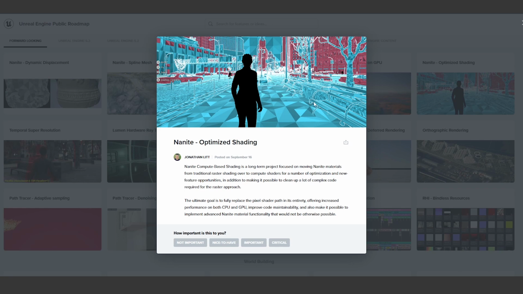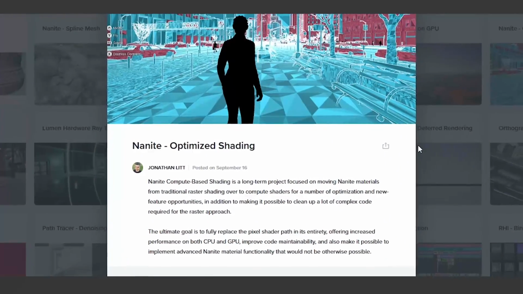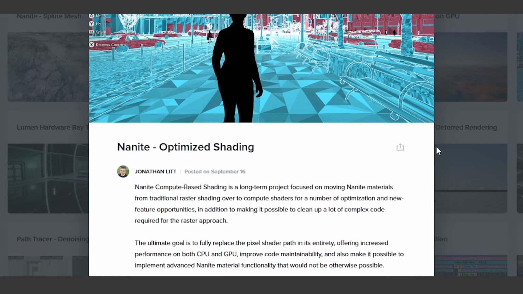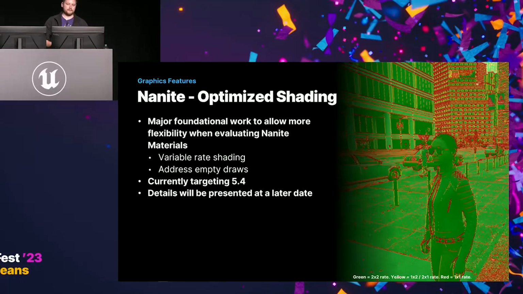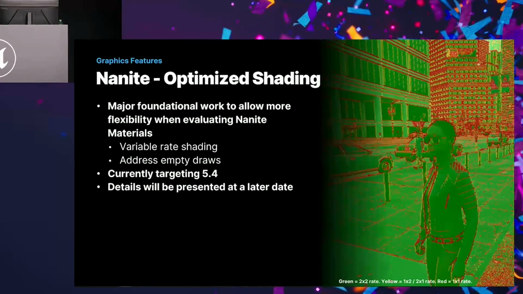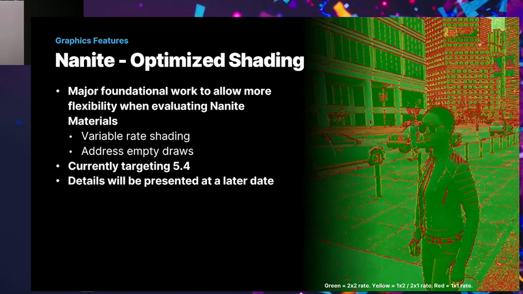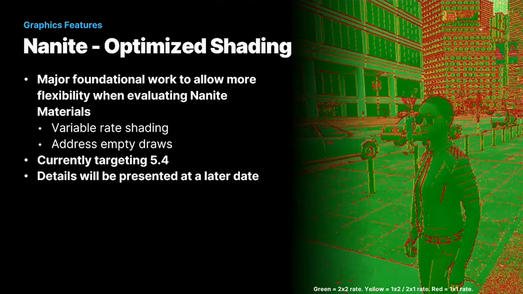For Nanite, we're also getting an optimization for shading. Nanite compute-based shading is a long-term projected focus on moving Nanite materials from traditional raster shading over to compute shaders for a number of optimization and new future opportunities, in addition to making it possible to clean up a lot of complex code required for the rastered approach.